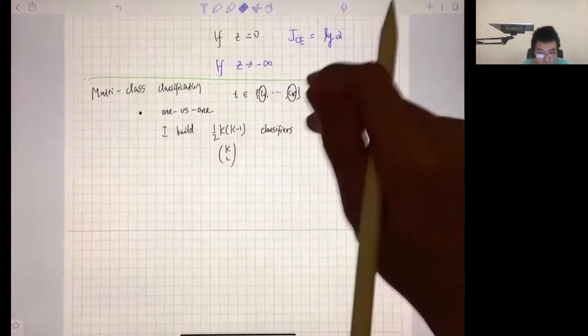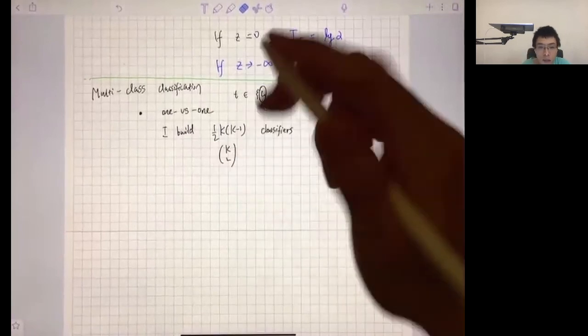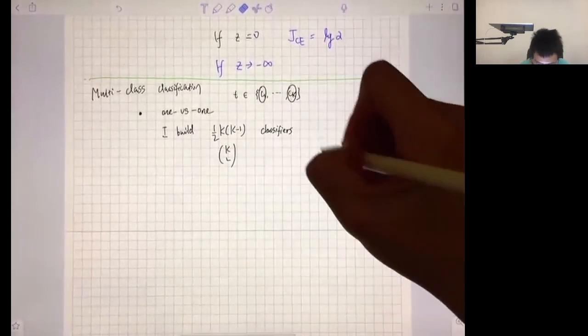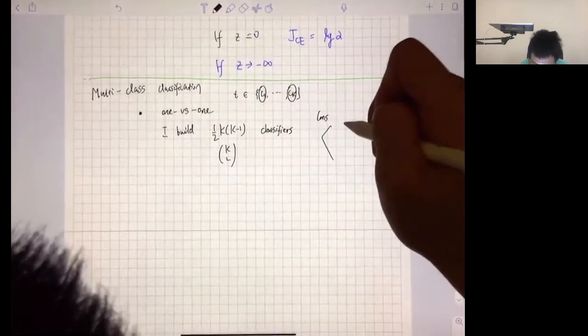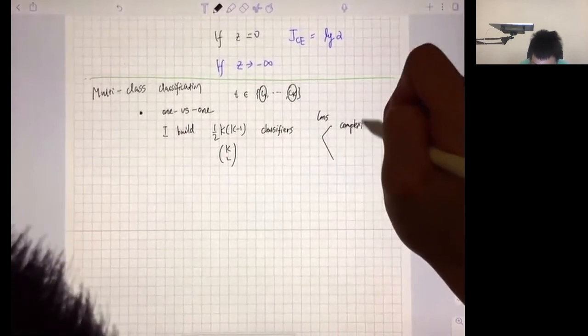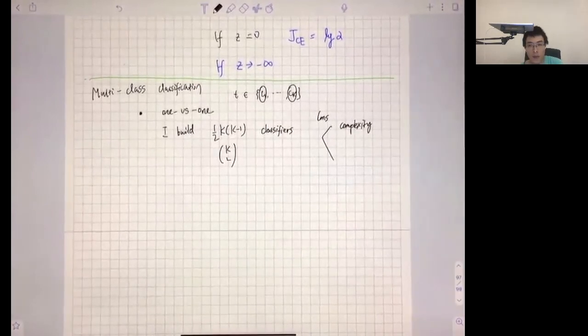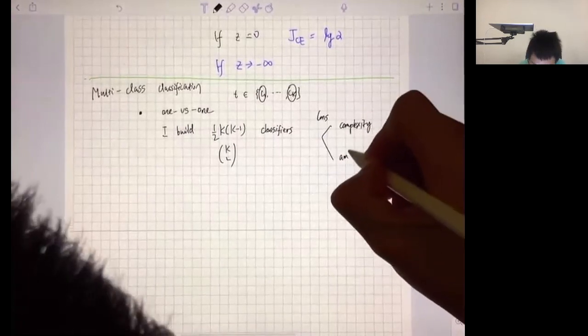But such an approach is not very elegant for several reasons. First, the complexity is quadratic, okay? So if you have 3 categories, you need to build 3 classifiers. If you have 4 categories, you need to build 6 classifiers. If you have 20 categories, then you probably need to build hundreds of classifiers. So the complexity is high. And also the prediction is ambiguous.